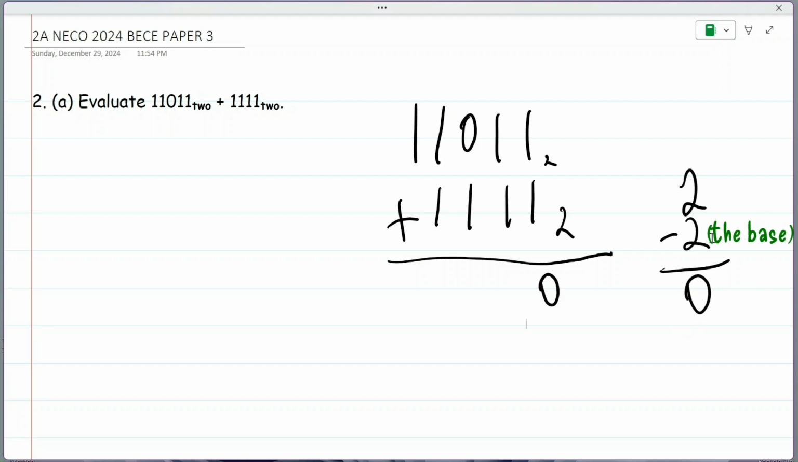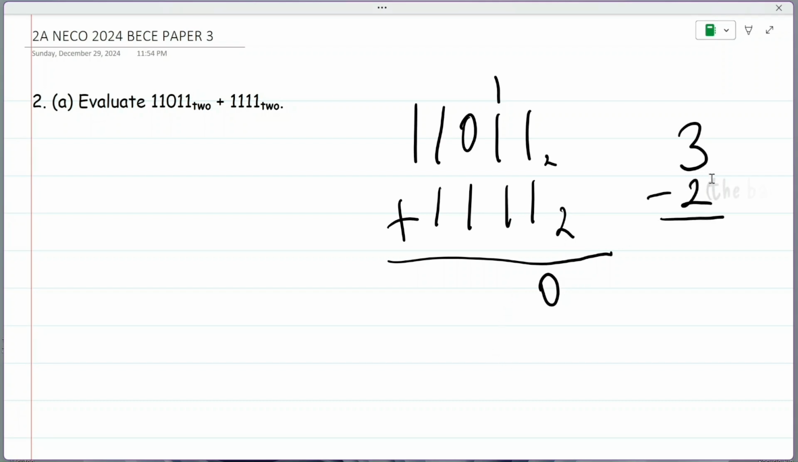Then the number of times you subtracted 2 from your initial result, you have to add to the next set of digits you are adding. We subtracted 2 from 2 just once, so we add 1 to the next digits. We have 1 plus 1 plus 1, which is 3. We can't write 3 here. Base 2 means the digit here should be less than 2, so we subtract 2 from 3. 3 minus 2 is 1. We write the result 1 here. We subtracted 2 just once, so we add that 1 to the next one.